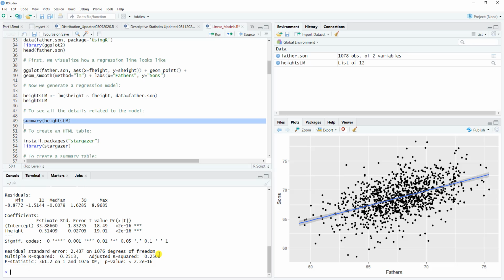So what does R-squared represent? Either R-squared or adjusted R-squared, they have approximately the same interpretation. R-squared means what percent of variation in Y, which is the height of sons, is explained by the independent variable x. In our case, it's 0.25 or 25%. So it means that only 25% of variation in son's height is explained by father's height. Now you may be wondering, what about the remaining 75%? Well, 75% is unexplained.